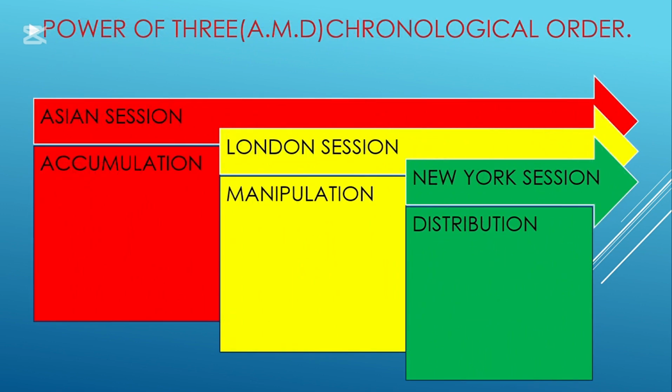Power of 3 AMD chronological order. The Asian session is the accumulation phase, the London session is the manipulation phase, and the New York session is the distribution phase. So we do not trade the Asian session as this is the accumulation phase, but we are allowed to trade the London session since it sometimes overlaps with the New York session.